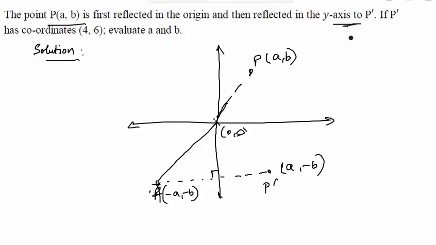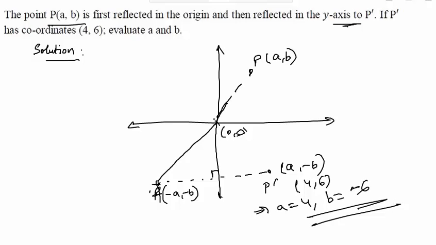Okay, so now we are given that P' has coordinates (4, 6). So equating, we get a is equal to 4 and b is equal to -6. And hence the answer, the values for a and b.